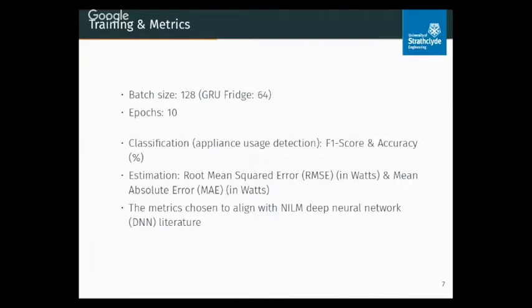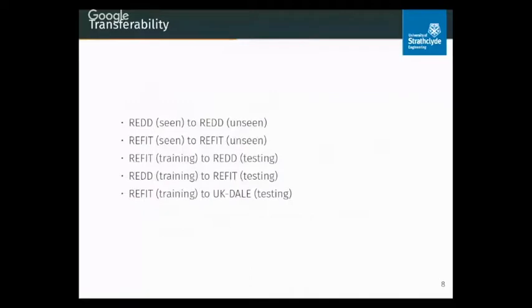The metrics we've chosen are in alignment with some of the literature on deep neural networks that we've seen in the past, so we can compare it and get a good idea of how the networks are doing. The results you're about to see have a lot of tables. I've highlighted all of the important numbers in bold, so look at the bold numbers to see what's going on.